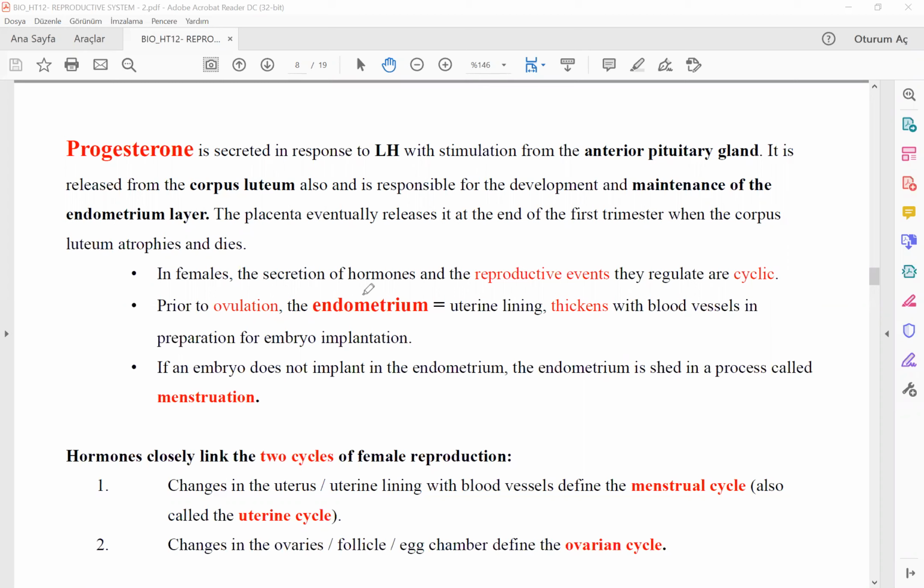In females, the secretion of hormones and the reproductive events they regulate are cyclic, and prior to ovulation, the endometrium, the uterine lining, thickens with blood vessels in preparation.